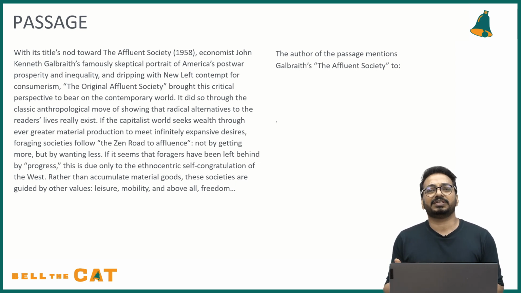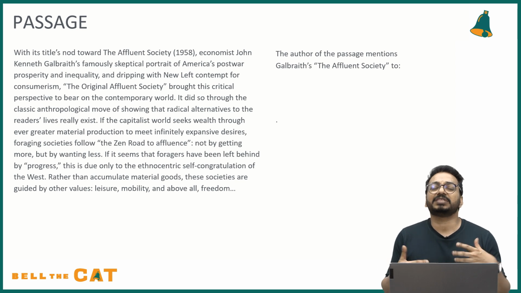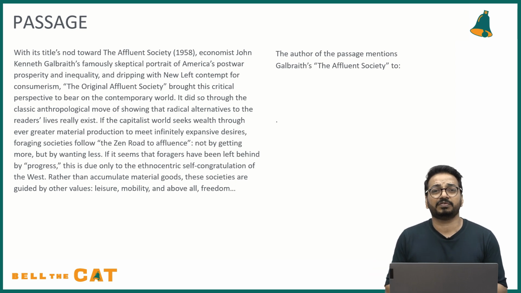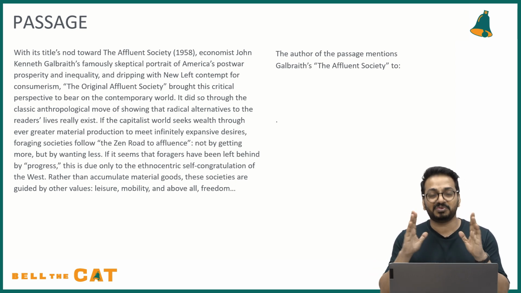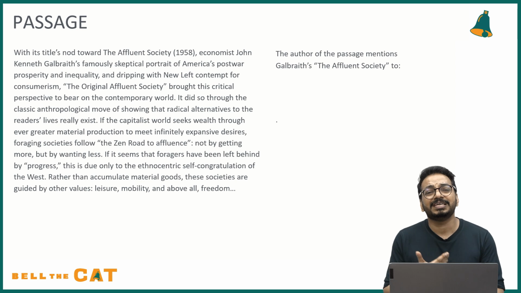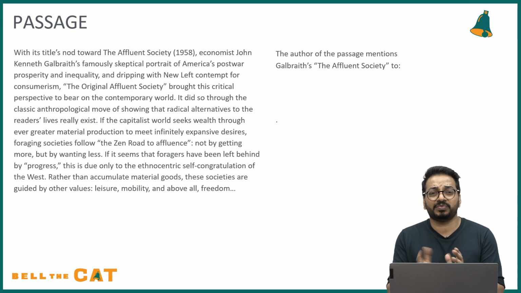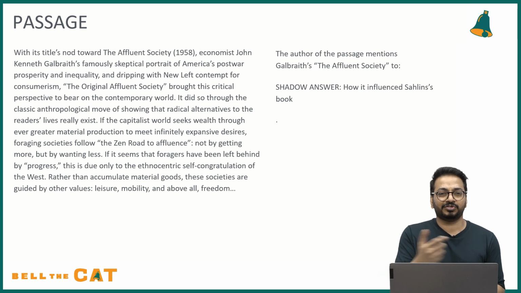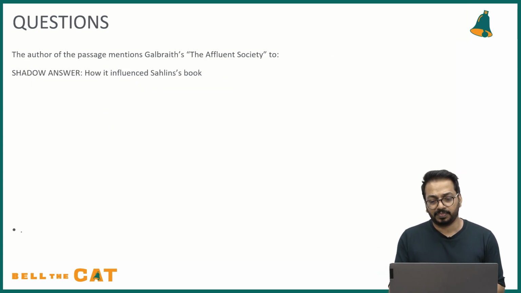What did Galbraith not like? He did not like consumerism. And what is Salins saying? The hunters and foragers and hunter-gatherers did not want material goods; they lived a simple life. So are both of them friends in one way? Conceptually, are both on the same side? Yes. So the author mentions this to show that both writers are on the same side, dealing with the same topic in the same way. Shadow answer: how it influenced Salins' book. So this was the original book, and how it influenced Salins' book.